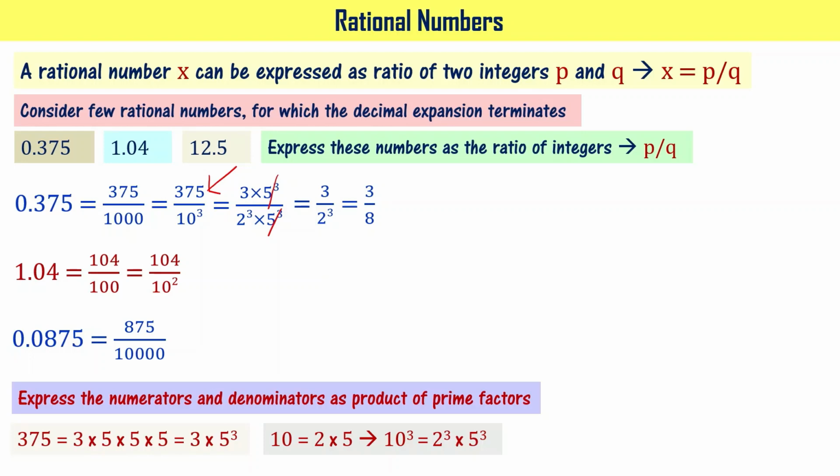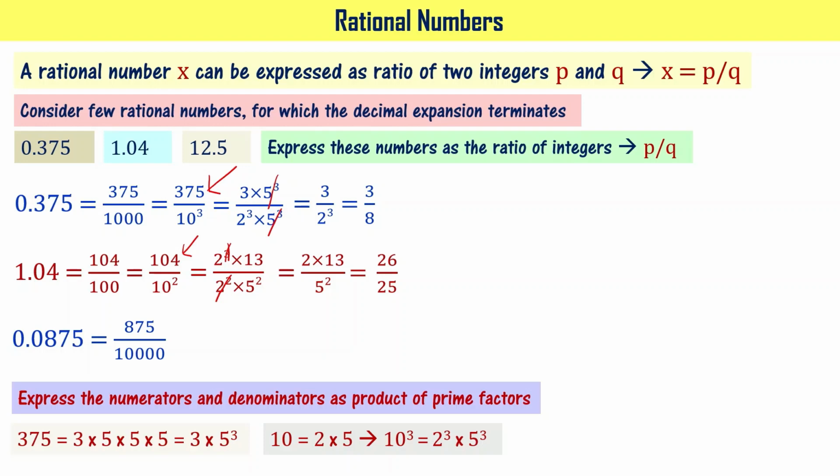Similarly, if I express the numerator and denominator of 1.04, that is 104 and 10 square, what I get is 2 cube times 13 as 104 and 2 times 5 whole square as 10 square, right? Here I can cancel 2 square with this such that I get 2 times 13 divided by 5 square as the answer. When you simplify it, you get it as 26 divided by 25, right?